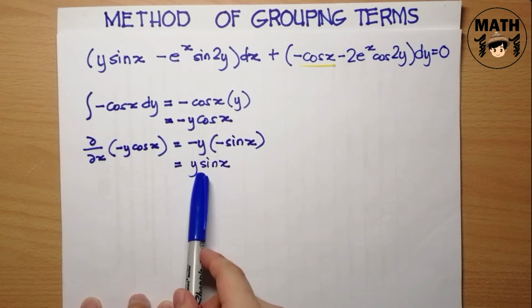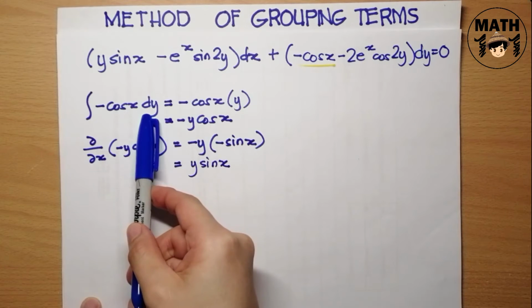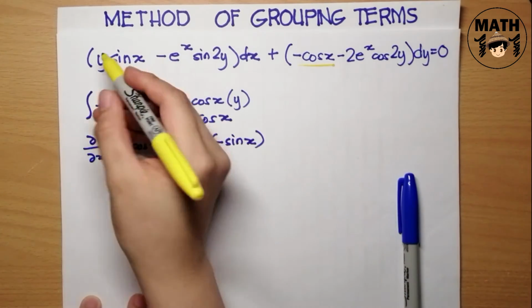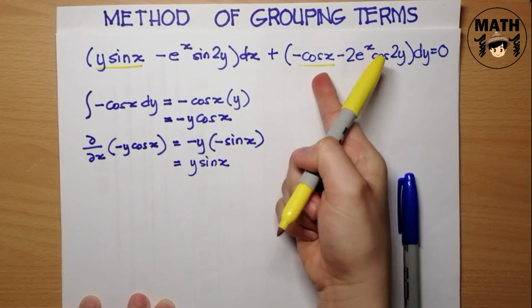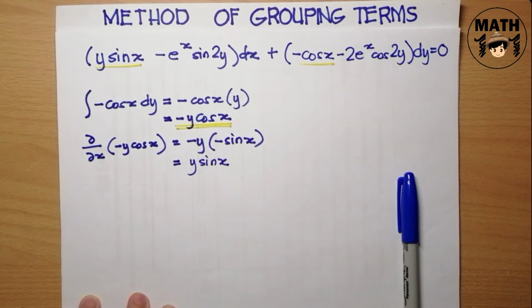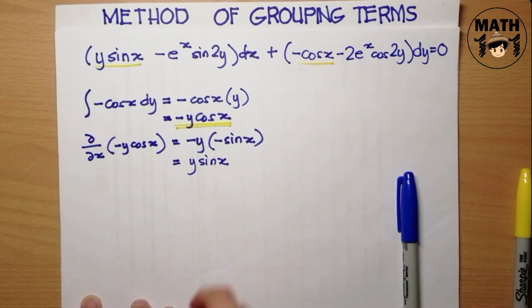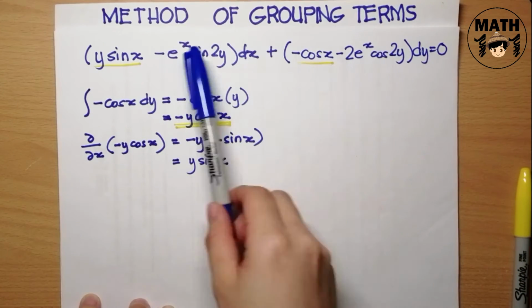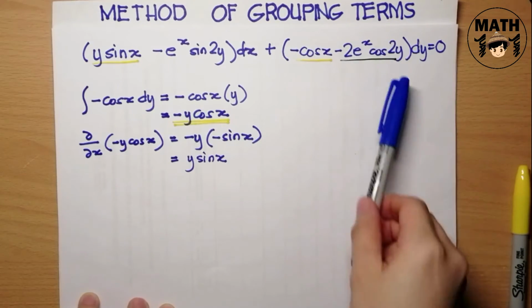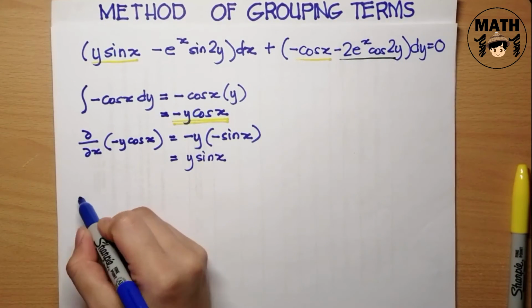Sino yung kapartner ni negative cosine x dy kay dx? So, mapapansin niyo, this is the same with this. So, ito yung kapartner ni negative cosine x dy. And ito na yung part na i-constitute niya dun sa function na hinahanap natin. Dalawa na lang yung term na natitira. Piliin natin si dy ulit. Dahil kasama siya ni dy, integrate natin with respect kay y.